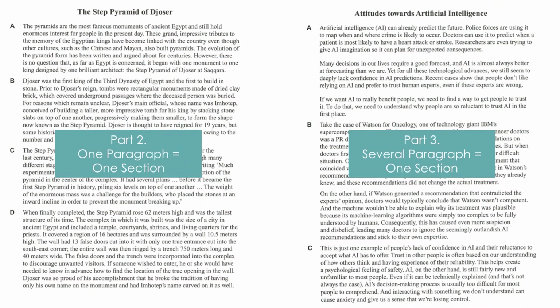On the left, you can see the first page of the passage from part 2. There is a letter next to each paragraph, A, B, C, D, which means that you are looking for a heading for each paragraph. The passage on the right is from part 3. Each section includes several paragraphs. The second paragraph for section C is actually on the next page. Each section covers more ideas and requires a deeper understanding.